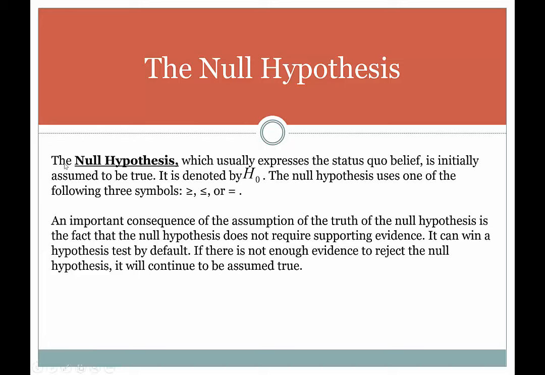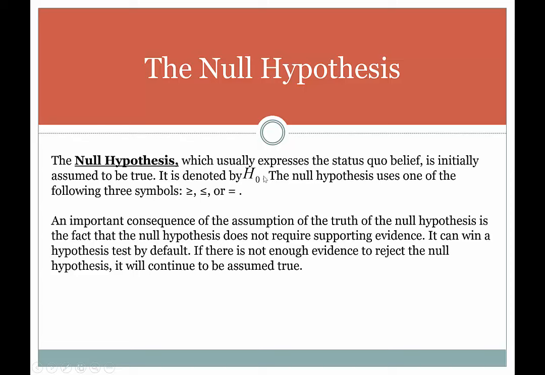So here's what you want to know about the null hypothesis. The null hypothesis usually expresses the status quo belief. In other words, it is initially assumed to be true, right? That's typically the case. It's certainly going to be assumed to be true even if it wasn't the status quo thing that was out there. When we run our hypothesis test, whatever becomes our null hypothesis, we will run the test as if that hypothesis is true and valid. We're going to use notation H sub 0.